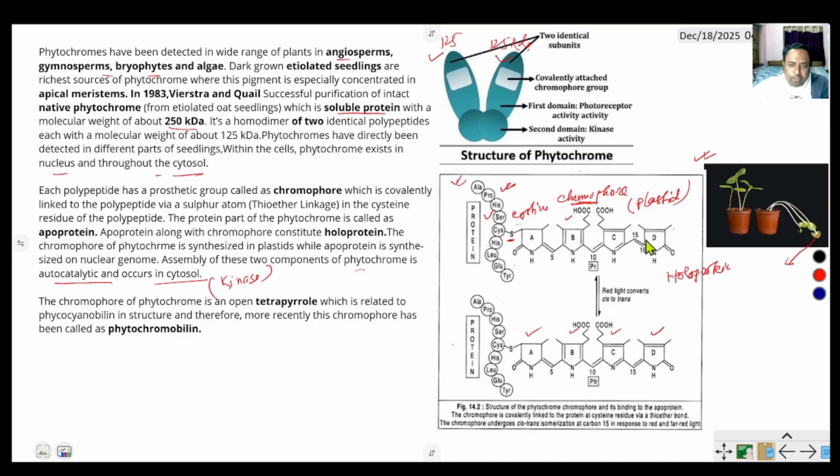The difference between these two forms is at carbon number 15, that is this. This is the cis form, but here this is a trans form. This is the PR form, this is the PFR form. This is the tetrapyrrole ring containing phytochrome, and this tetrapyrrole ring is similar in structure to phycobilin, so it is called phytochromobilin.